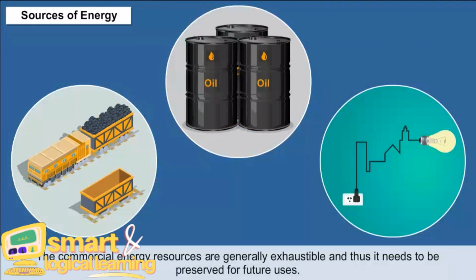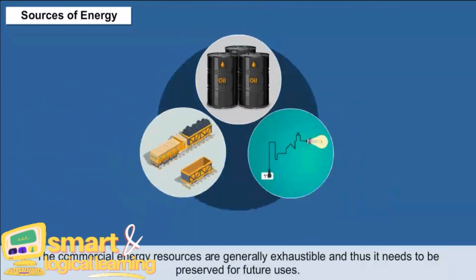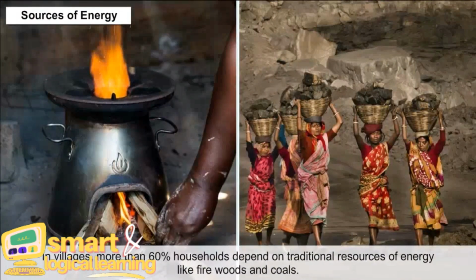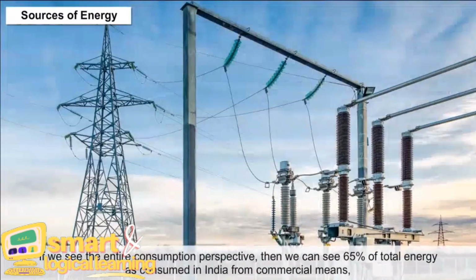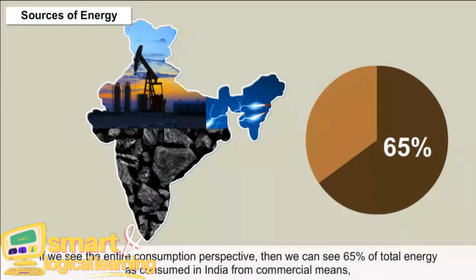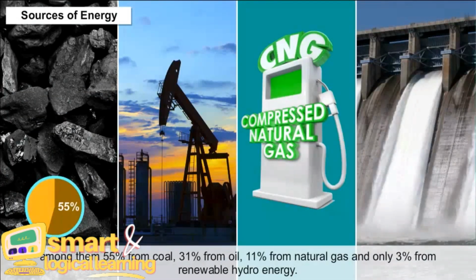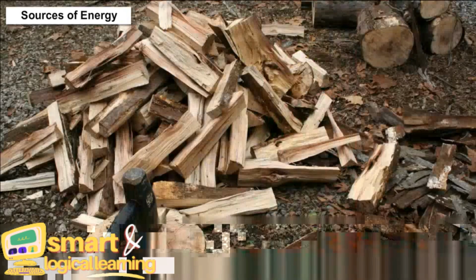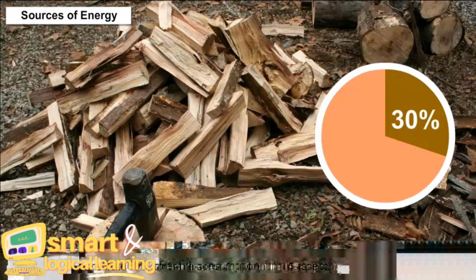The commercial energy resources are generally exhaustible and thus need to be preserved for future use. Commercial resources account for 50% of all energy resources consumed in India. In villages, more than 60% of households depend on traditional sources of energy like firewood and coal. If we see the entire consumption perspective, then 65% of total energy consumed in India is from commercial means. Among them, 55% is from coal, 31% from oil, 11% from natural gas, and only 3% from renewable hydro energy. Firewood constitutes 30% of entire consumption in this aspect.